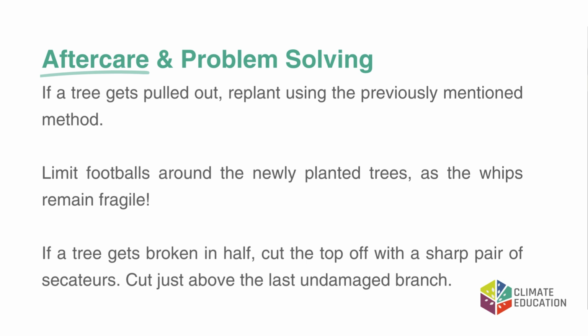If a tree unfortunately gets broken in half, and you want to know what to do about that, you can literally just take the tree shelter back off if it still has the tree shelter on, go to the branch just above the branch that's undamaged, and using some sharp secateurs just cut the tree top off, and the tree will reshoot and regrow back. It will change its shape, but it would still generally regrow from there.